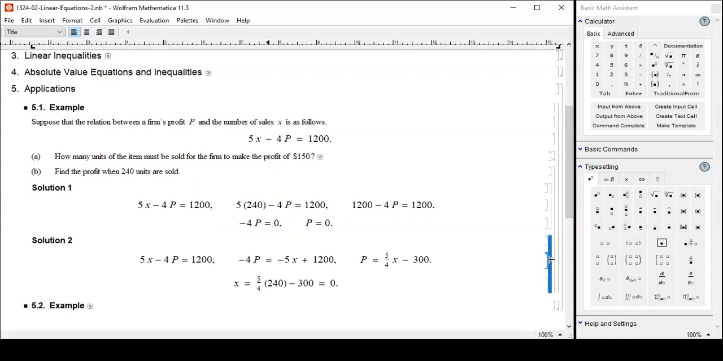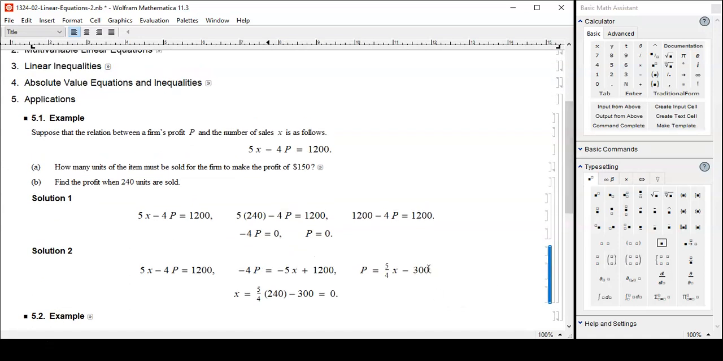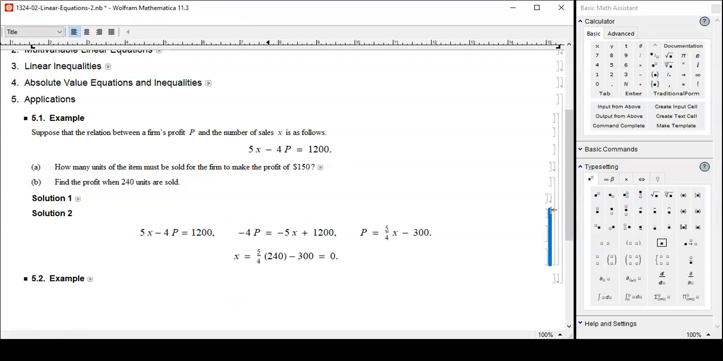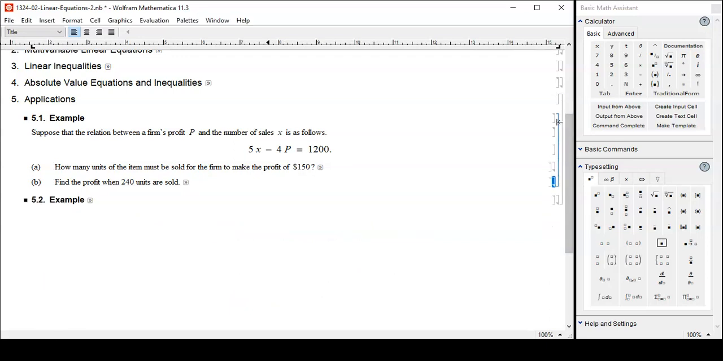Now for solution 2, that's a little bit different story. Solve symbolically: P equals 5/4 x minus 300, if you do it like that. And then you can plug in x equal to 240 in this case. Now, if you have 5, 6, 7, 8, 9, 10, or maybe 100 different values to plug in, it's going to be better to solve symbolically and then plug in those 100 different values for x, rather than solving the equation 100 times. But if you have just one number, in this case, it's going to be easier to do it with solution 1.